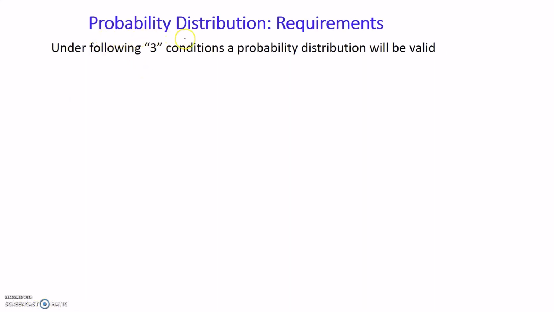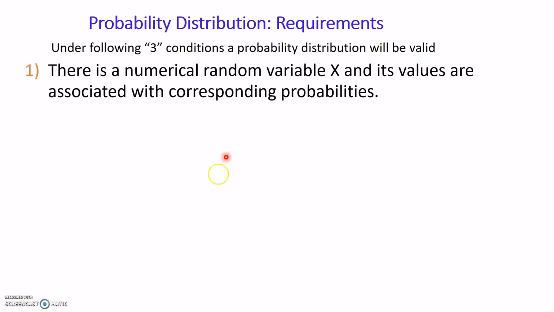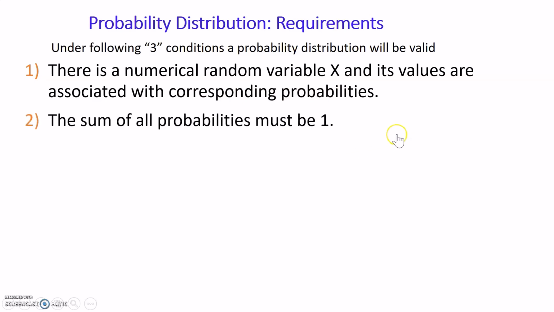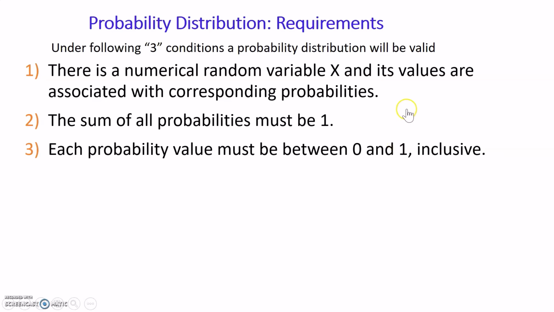So now we see under what condition we will have a valid probability distribution. What are the requirements? There are basically 3 requirements. The first one is there is a numerical random variable x and its values are associated with the corresponding probability. The second one is the sum of all probabilities must be 1, and the third one is each probability must have a value between 0 and 1 inclusive.